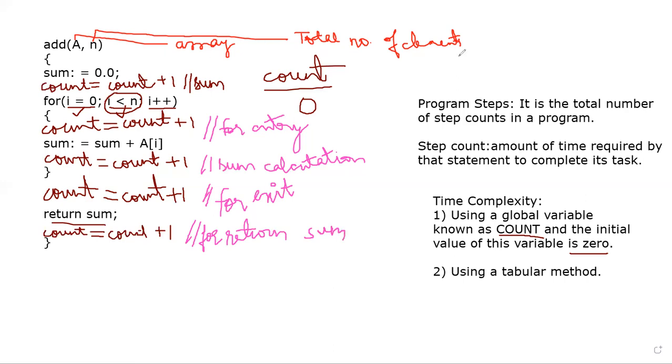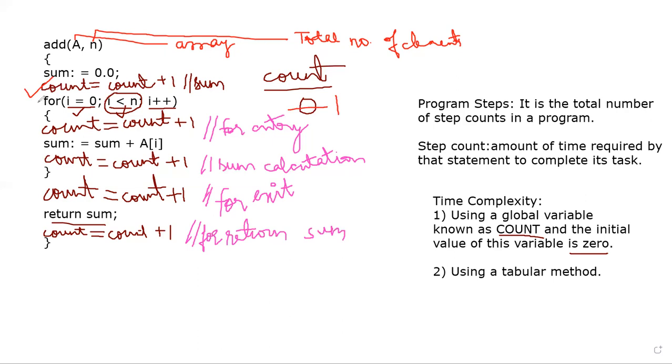Okay, hope this is clear. Now you have to calculate the total count. Then only you will get the total step counts, and that total step count gives you the program steps. That means the time complexity. So now you have to calculate. Initially, what is the value of count? It was 0. So count is equal to count plus 1, so your value 0 is now 1, incremented by 1.